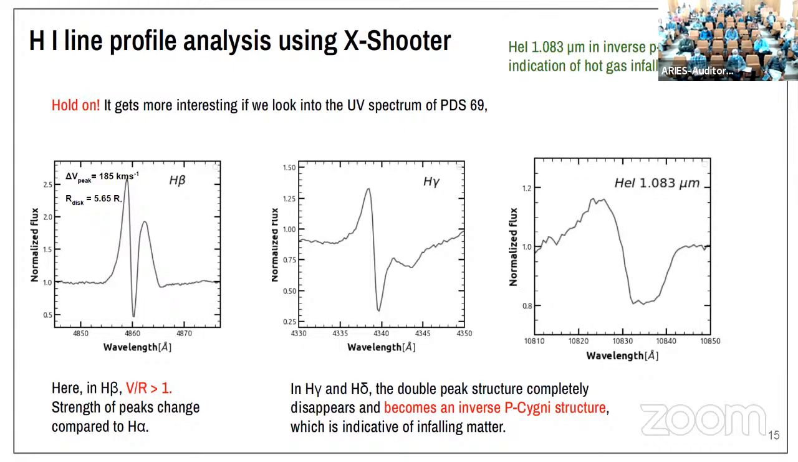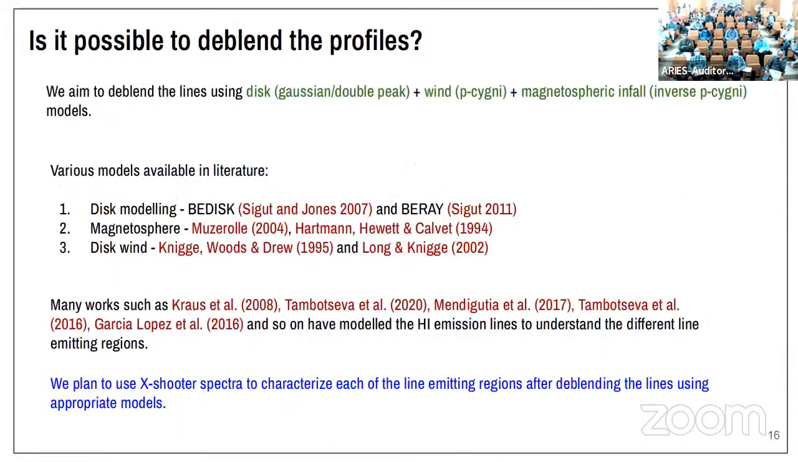And this is not only seen in the bluer end, but we also see it in the helium 10830 line, which is again a clear indication of hot gas infalling. So can we try to deblend these lines and see the different strengths of the line-forming regions? It should be possible. These are the various models that the literature has. For disk modeling, you can use radiative models, magnetosphere models for the profiles that we should get, and disk wind standard models are given. A few people have attempted profile modeling of a few stars, but they usually focus on one part of the wavelength region. Here we attempt to model these spectra by taking the entire wavelength range from Brackett gamma to Balmer, to see how the profile varies.